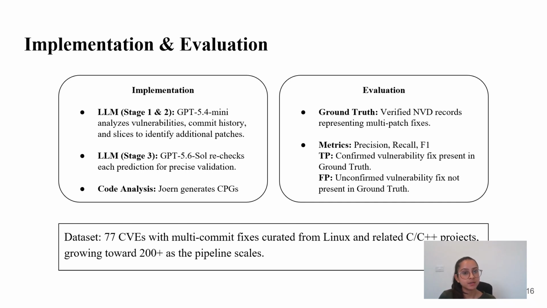For evaluation of the LLM's results, we compared the results with the ground truth data, which includes the verified NVD records representing the multi-patch fixes for each CVE ID. For the evaluation metrics, we use precision, recall, and F1, and they're all computed using the true positive count, which is the confirmed vulnerability fix present in the ground truth, and false positives, which is the unconfirmed vulnerability fix that is not present in the ground truth.